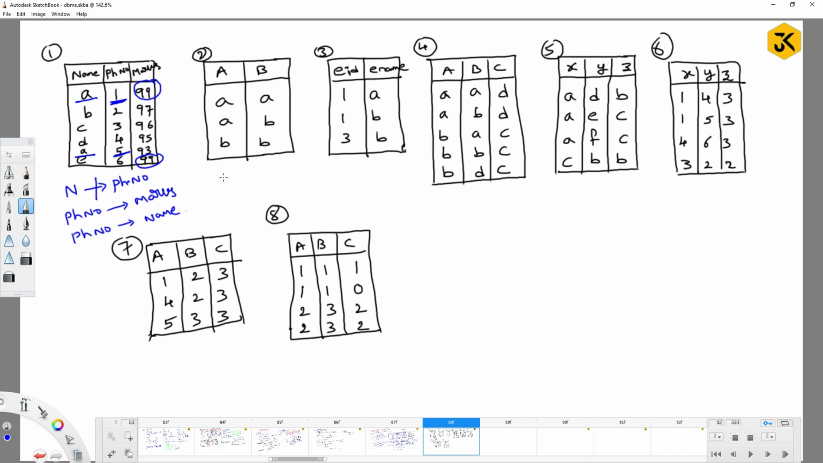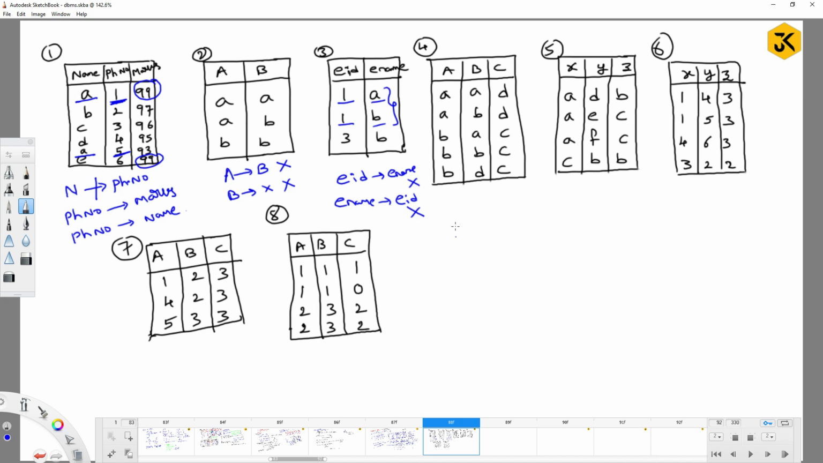For example, what about the second table? So is A determines B? No. Is B determines A? No. Right? What about the third table? Is EID determines E name? No. The reason is 1 and 1 are there on the left hand side, on the right hand side both are different, so it is invalid. Similarly, is E name going to derive EID? No. Right? Similarly, take out the fourth table.